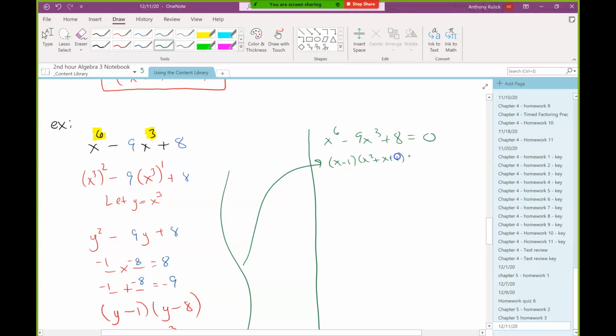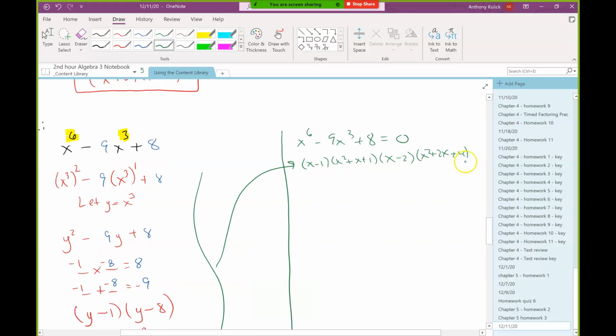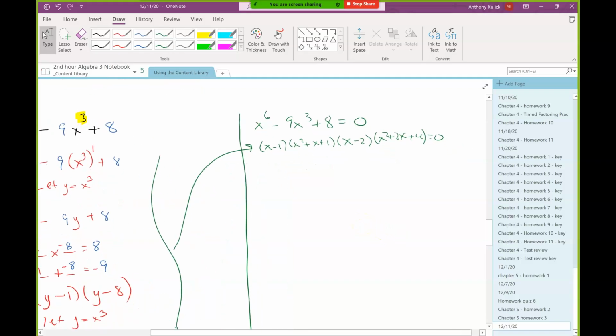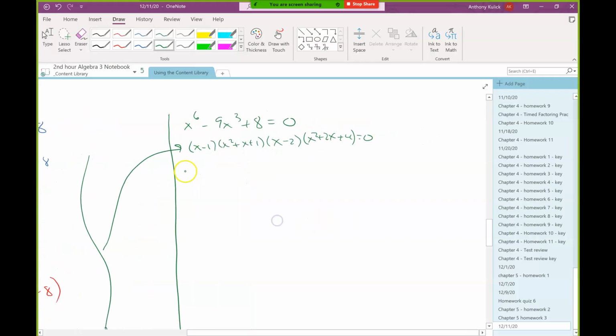So to solve x minus 1 equal to 0, I can just add 1 to both sides. To solve x squared plus x plus 1 equal to 0, that's a quadratic. But I can't solve this quadratic directly because it has both x's and x squareds in it. And I can't factor it because there's not two numbers that multiply to give me 1 and add to give me 1. In fact, this quadratic part that comes from the difference or sum of two cubes is never going to be factorable. So I'm going to use the quadratic formula to solve it.